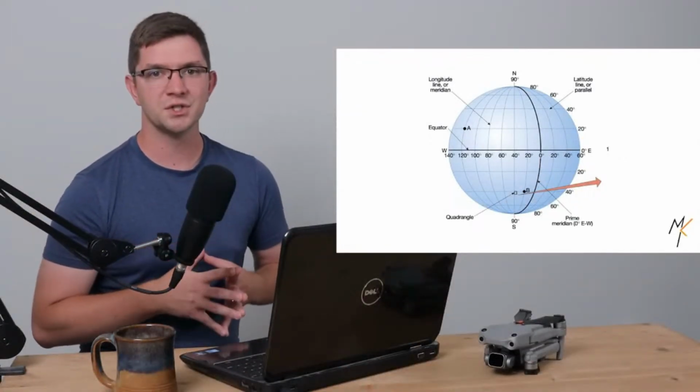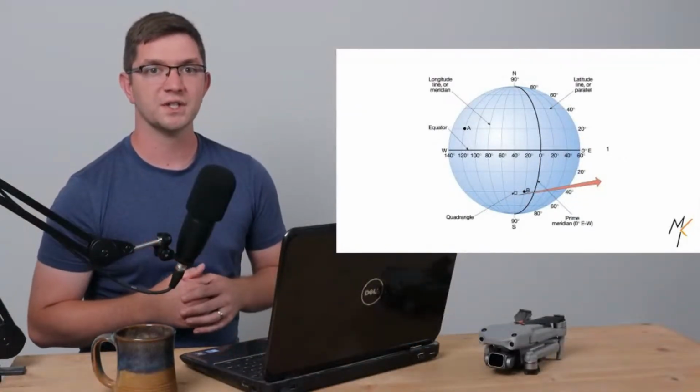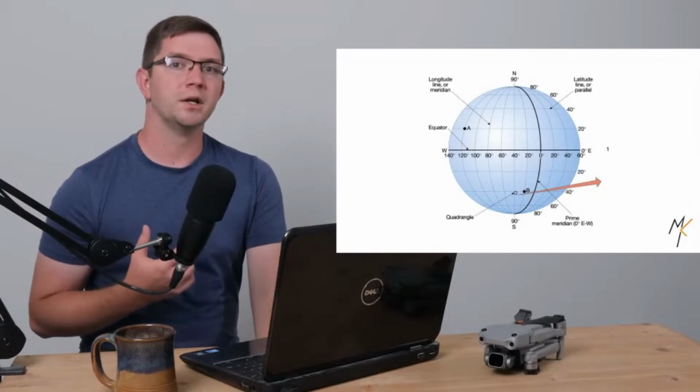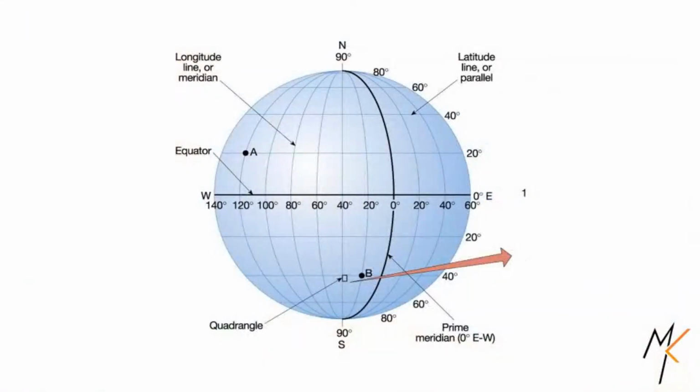For the lines of longitude, they're also labeled in degrees, and its starting point of 0 is called the prime meridian, and it's located in Greenwich, England. This line of longitude is going to separate the globe into the eastern and western hemispheres.